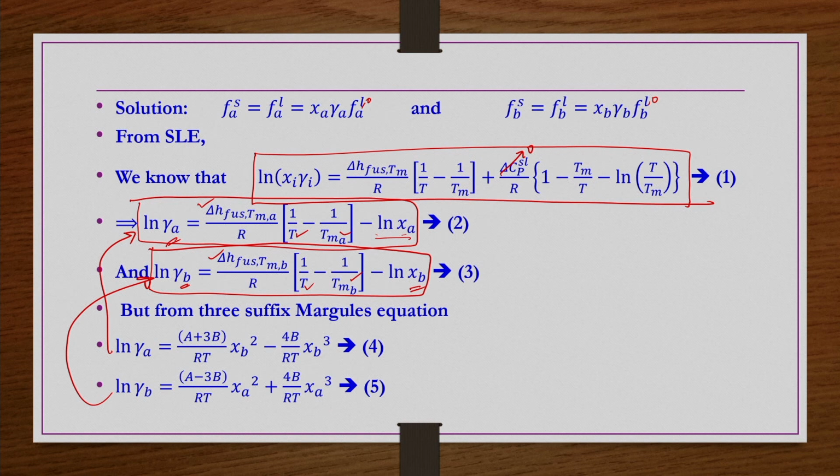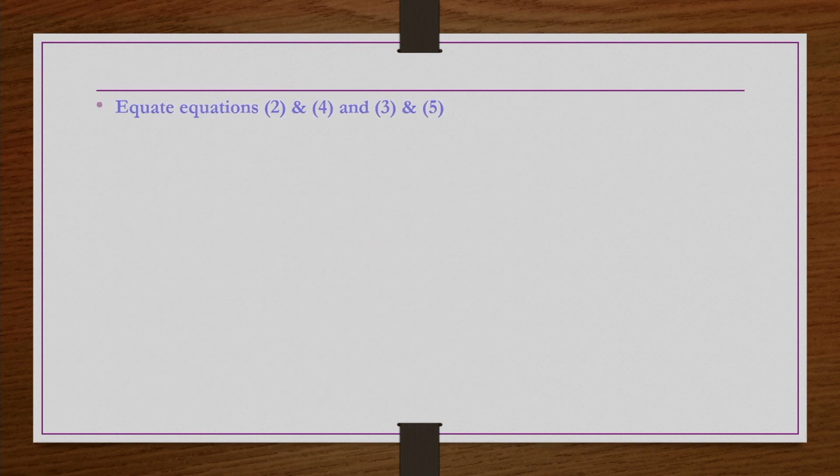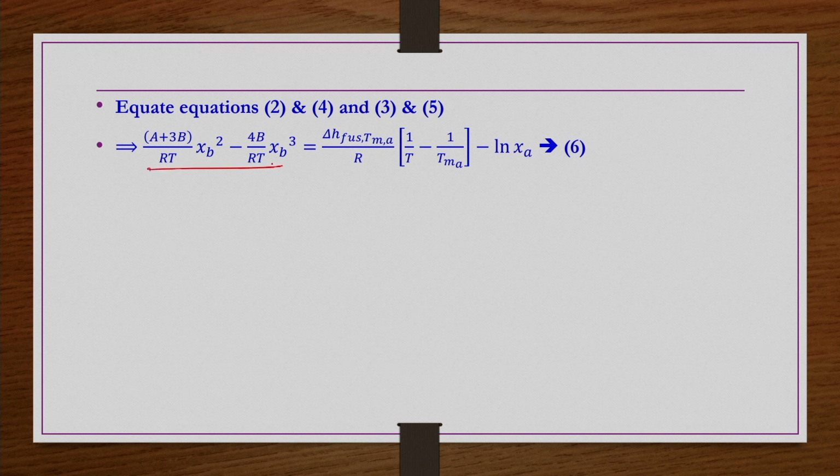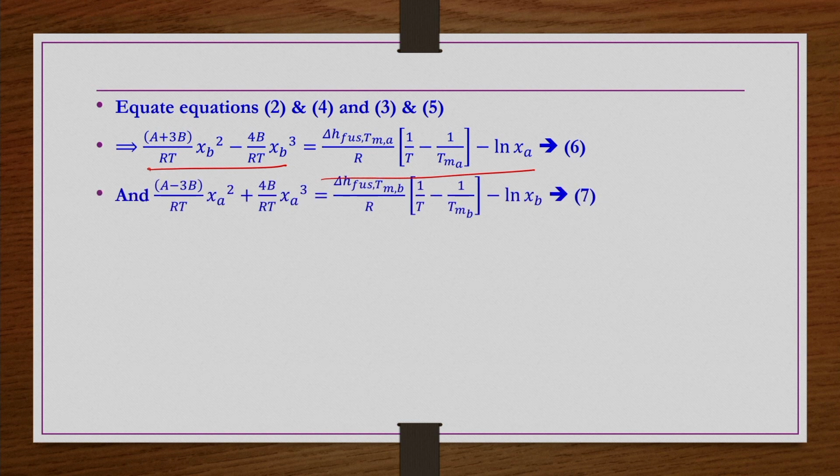Then, equating equation 2 and 4, and equation 3 and 5, we have ln gamma A is nothing but A plus 3b by RT xb square minus 4b by RT xb cube, equal to the right hand side of equation 2, that is delta H fusion Tma by R multiplied by (1 by T minus 1 by Tma) minus ln Xa. Then equation number 3, ln gamma B, is nothing but A minus 3b by RT Xa square plus 4b by RT Xa cube for the 3 suffix Margules equation, equal to the right hand side, delta H fusion Tmb by R multiplied by (1 by T minus 1 by Tmb) minus ln Xb.